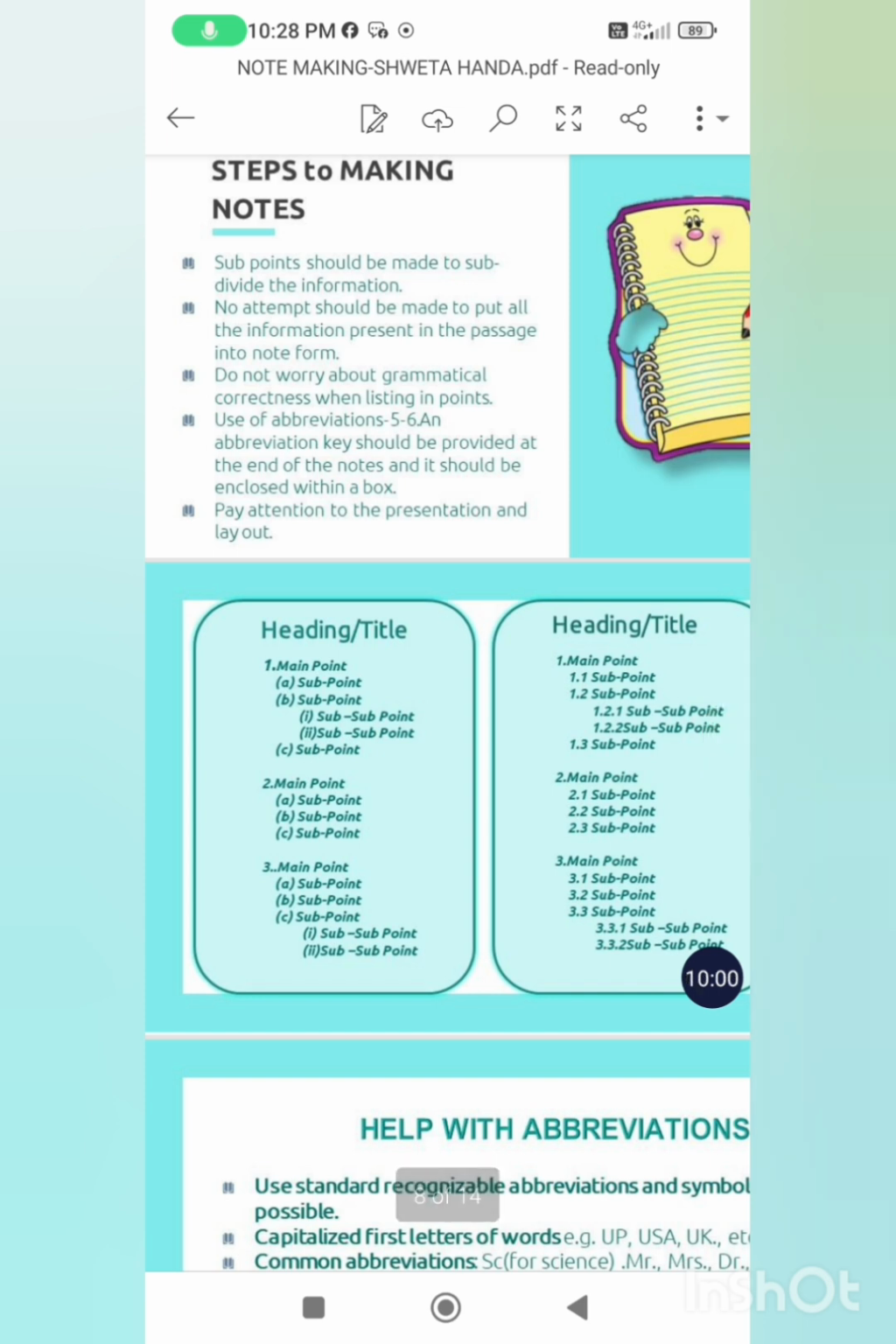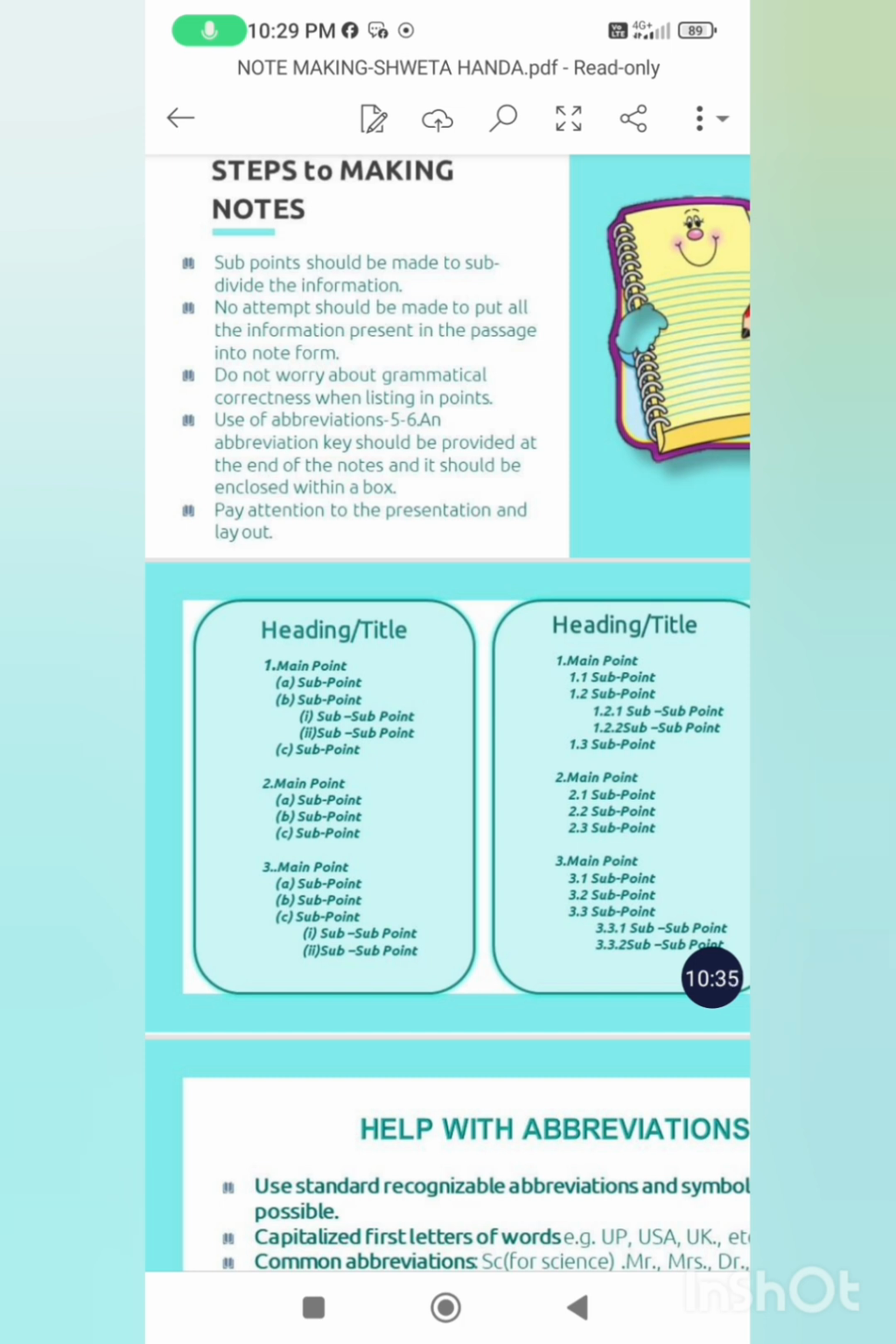Sub points should be made to subdivide the information. So if you want to subdivide, that means if you want to divide your information further, you have your sub points. Then no attempt should be made to put all the information present in the passage into note form. So it shouldn't be that you're just copying the entire passage that has been presented in front of you in the examination hall. No, you wouldn't be doing that, because then it would be just copying or imitating.